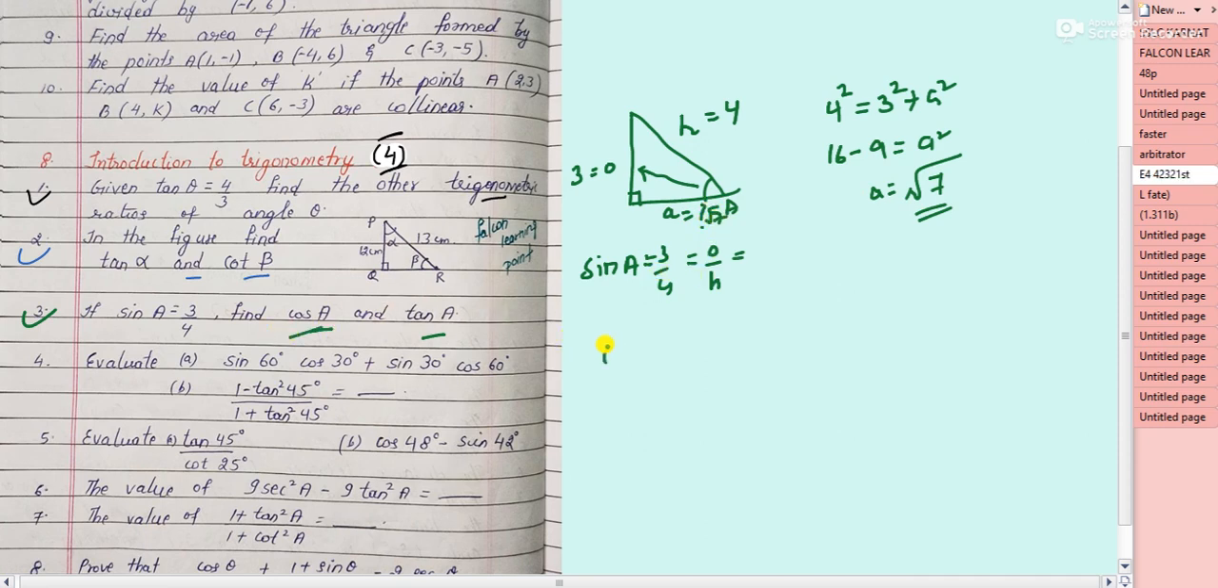You need to find cos A. Cos A is what? A by H. What is A here? Root 7. Correct? What is H? It is 4.